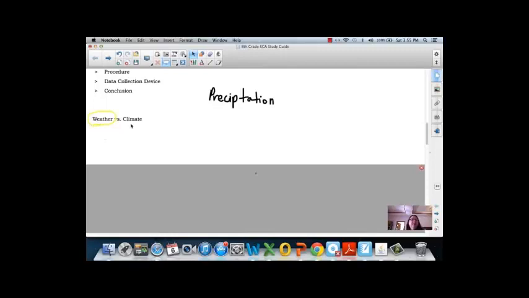Climate is the weather in a certain region over a long period of time. So climate is generally regional, whereas weather is more local. Local and day-to-day, climate being regional and over a long period of time.